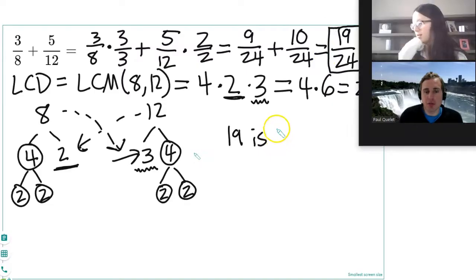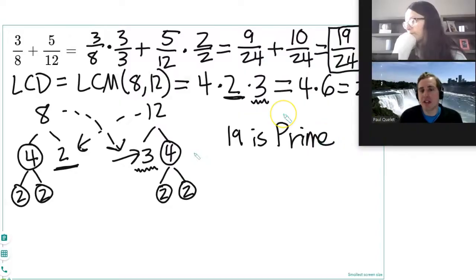19 is what sort of a number? Yeah, it is prime, right? Have you ever seen 19 on the multiplication table? I don't think so. I've seen 18, right? That's 6 times 3.